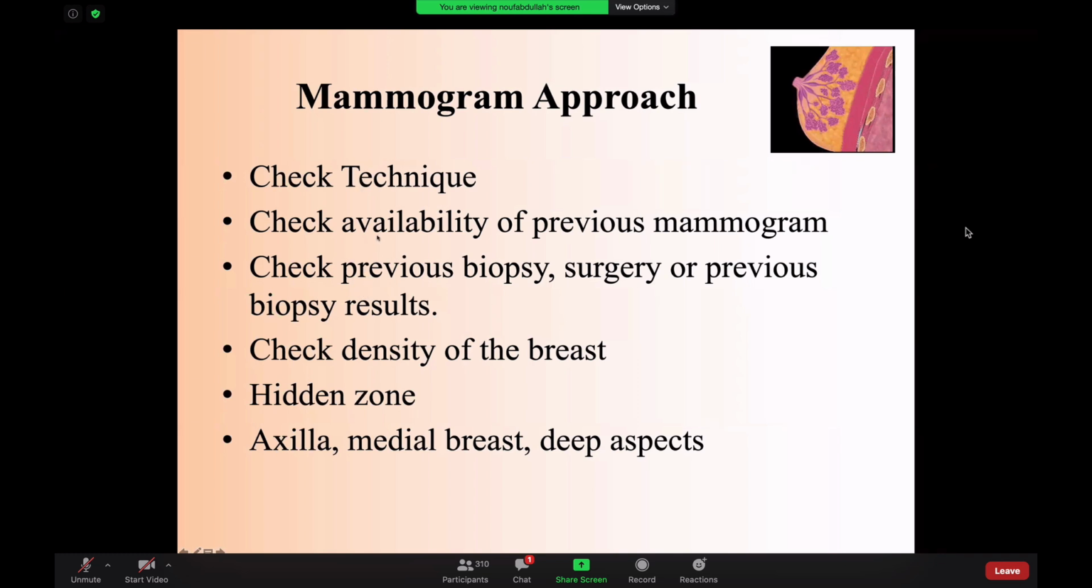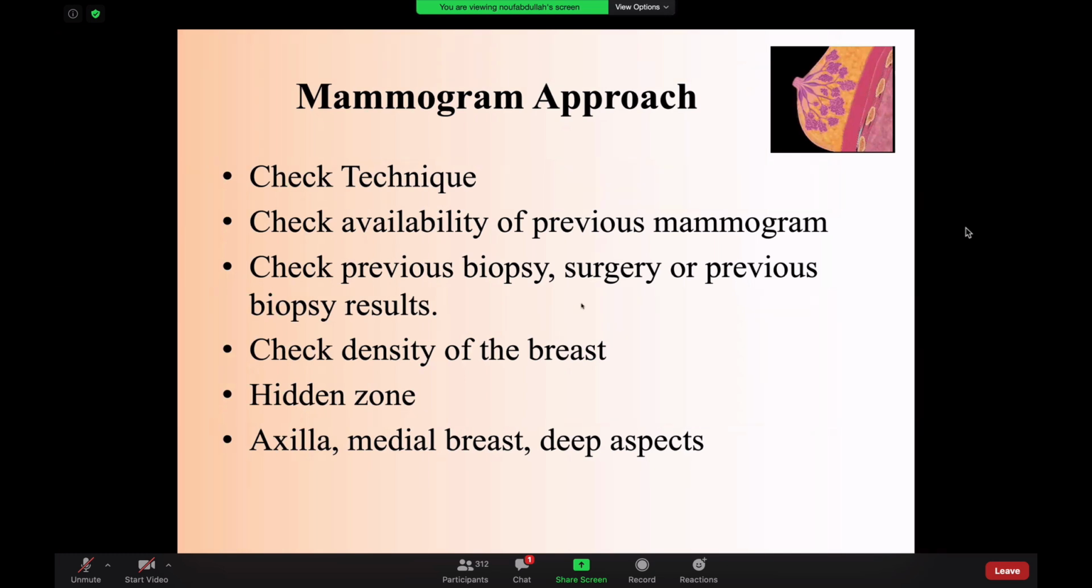And then check the availability of any previous mammogram. Keep that in mind when you are doing your exam, because when you mention that, I would like to know if this patient had a previous mammogram, there might be some mark on that, and I might show you the previous mammogram that could help you in your final assessment.